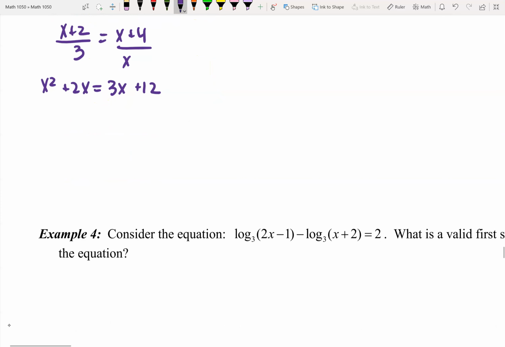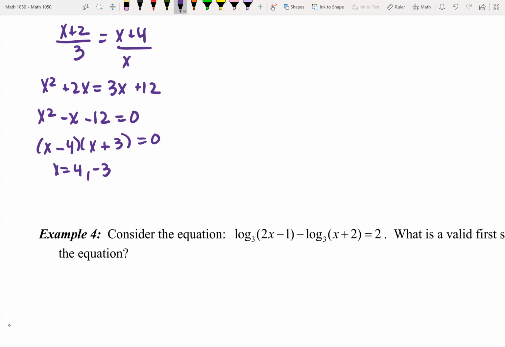Should I square root? What do I do? All on one side and then factor, right? So you have x squared minus x minus 12 equals 0. Then you factor: x and x. 12 goes to 3 and 4. Signs are different. Biggest is the negative. I get x equals 4 and x equals negative 3.